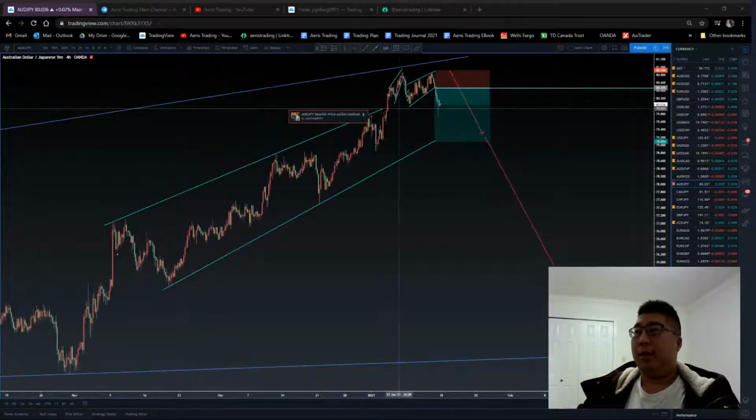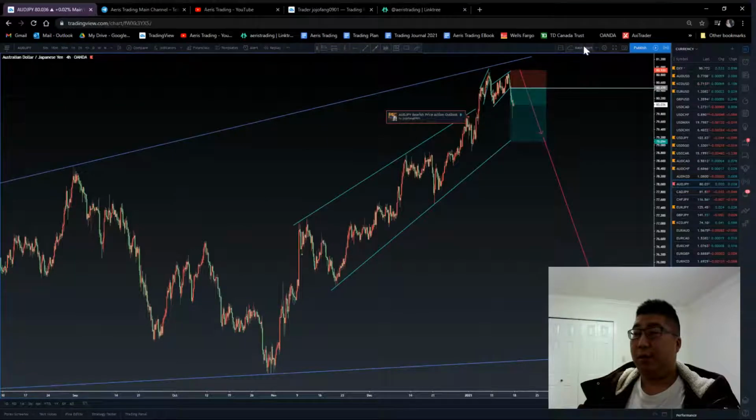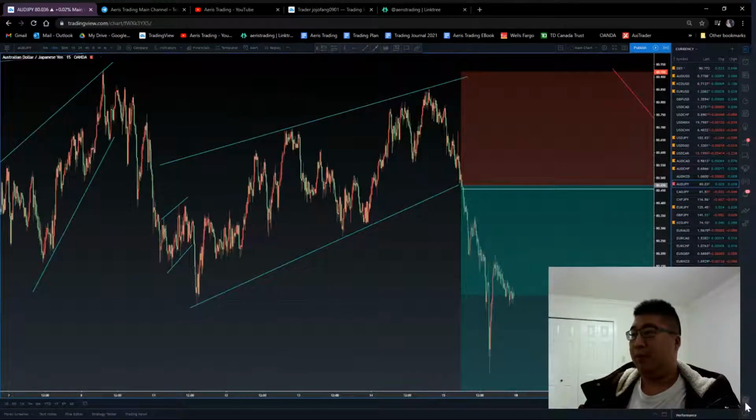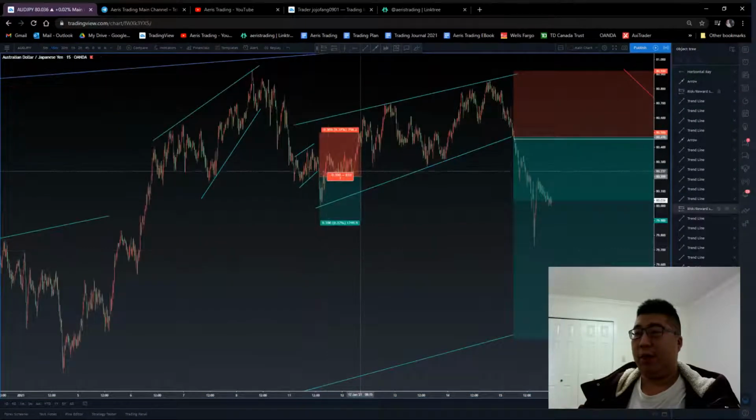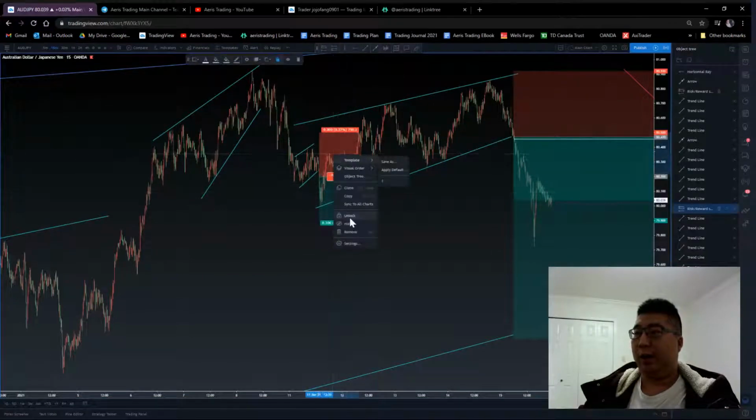So let's talk about Aussie Yen here. I'm in Aussie Yen. This is the second Aussie Yen trade I'm in. The first trade I got out for a loss. I went over this in my weekly trade recap video, so if you're interested, you can watch that. I went over my trade. First trade, I got back in.